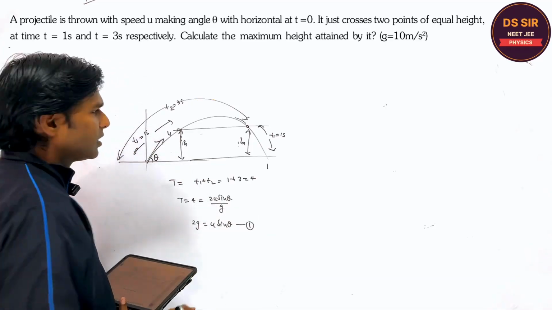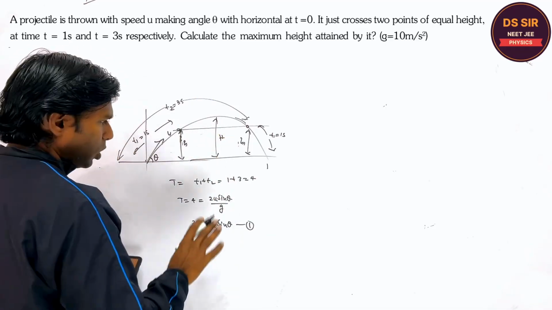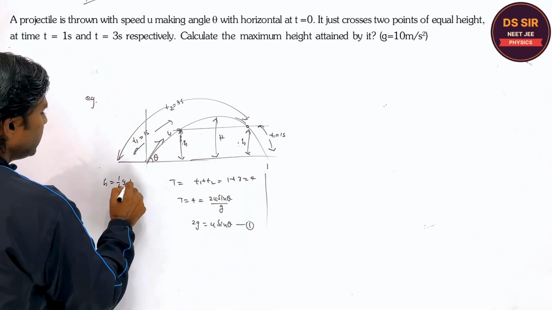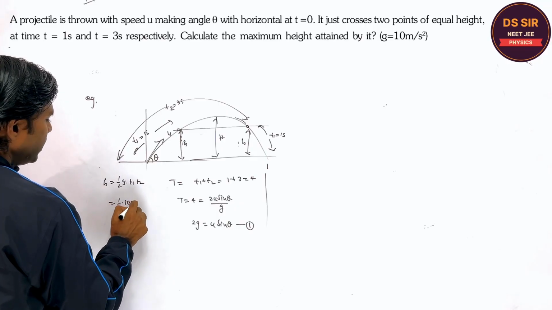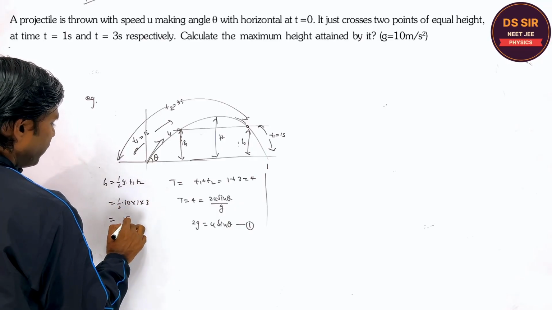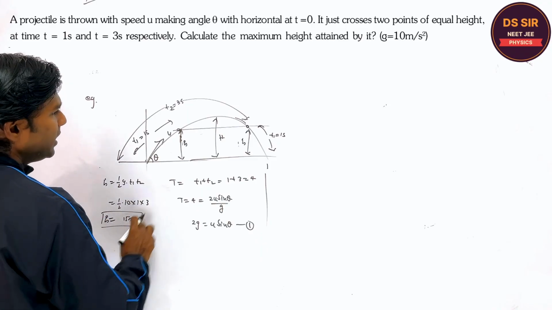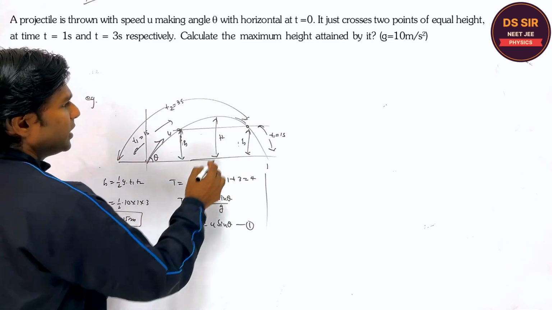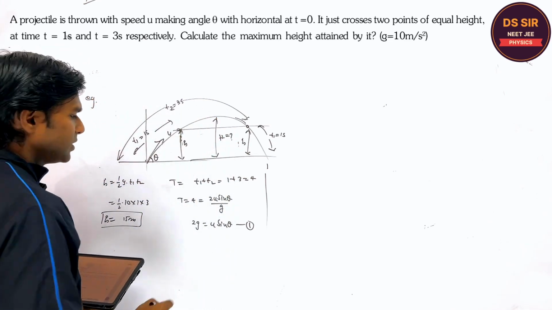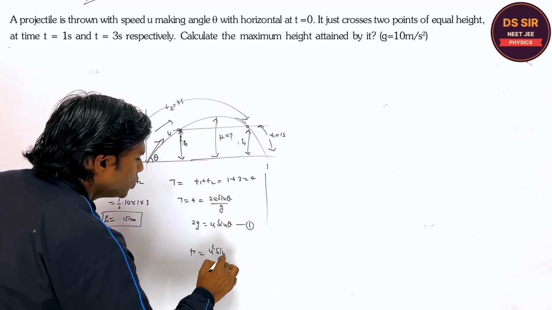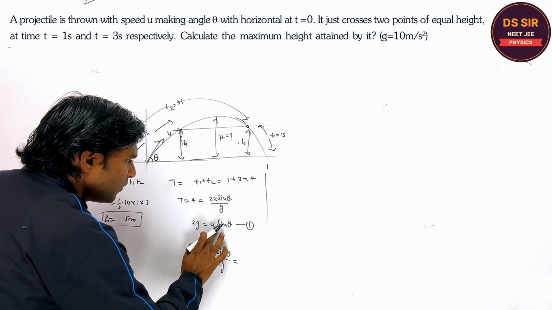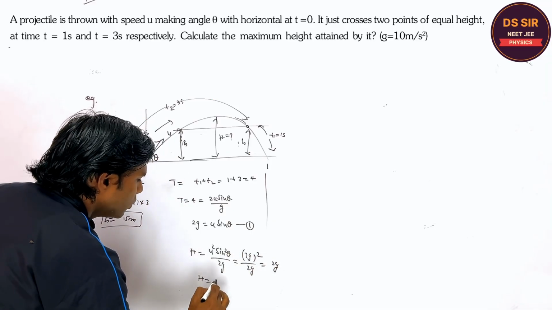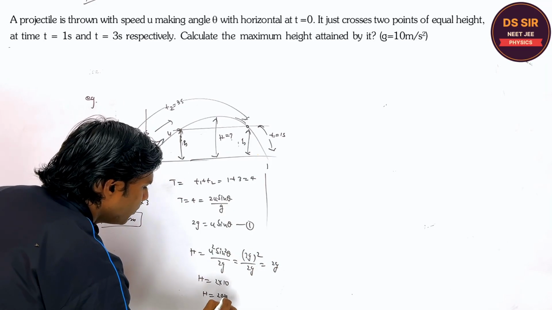But what are they asking? The maximum height in this case. Although if they ask this height, the formula is half g t1 t2, so I will apply 1 by 2 into 10 into 1 into 3, which is equal to 15 meter. So they are at the same height 15 meter at t equal to 1 second and t equal to 3 seconds. But in this question they are asking the maximum height. The maximum height formula is u square sine square theta upon 2g. The value of u sine theta is 2g, so (2g) whole square upon 2g. So what answer will you give? It is equal to 20 meter.